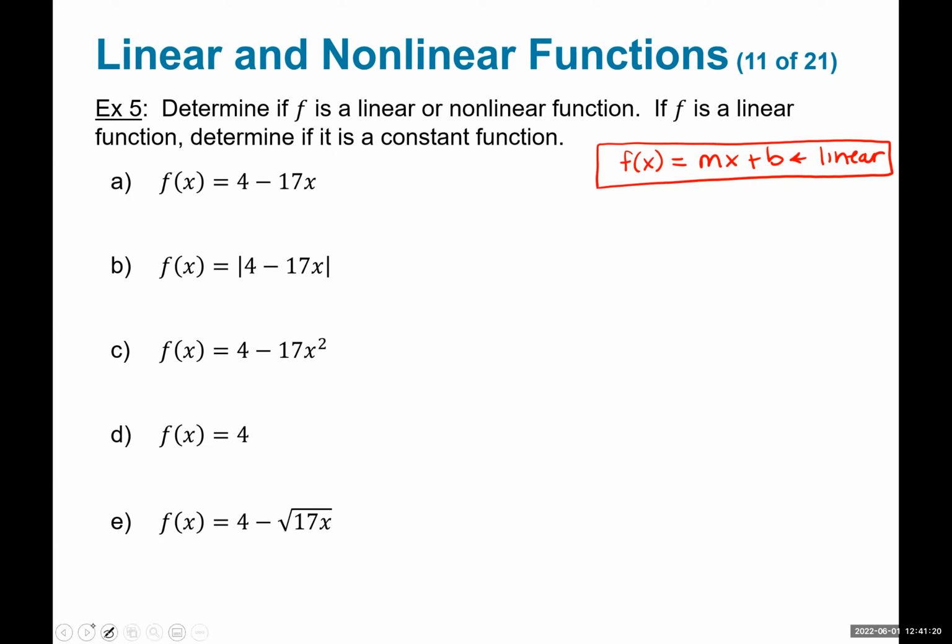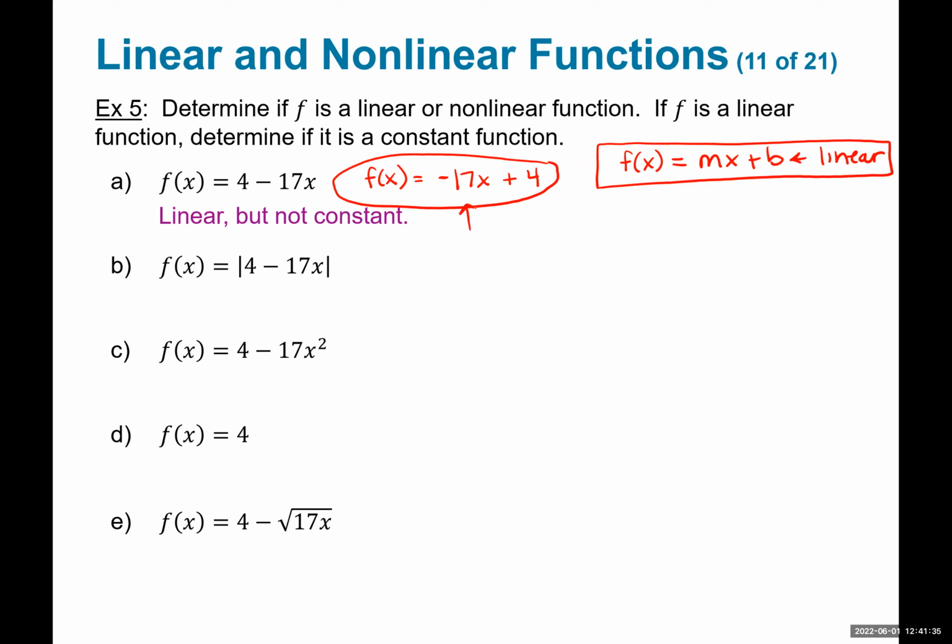For A, it can be written in the form mx plus b. Put the negative 17x, put the positive 4 at the end. There you have it. Slope, y-intercept. This is linear. It's not a constant function because it has a slope. That means it's changing, it's moving, it's going up or down. In this case, it's going down because our slope is negative.